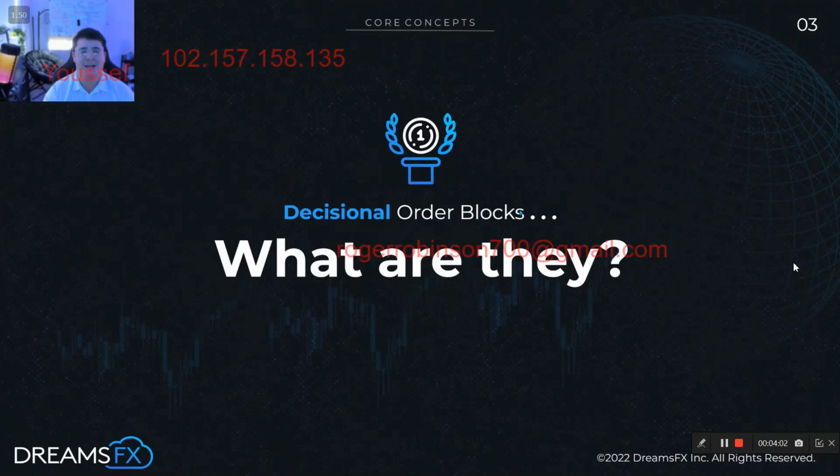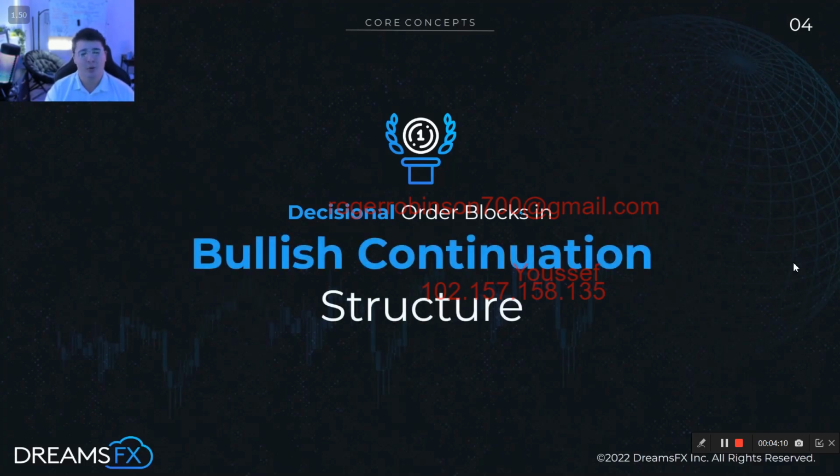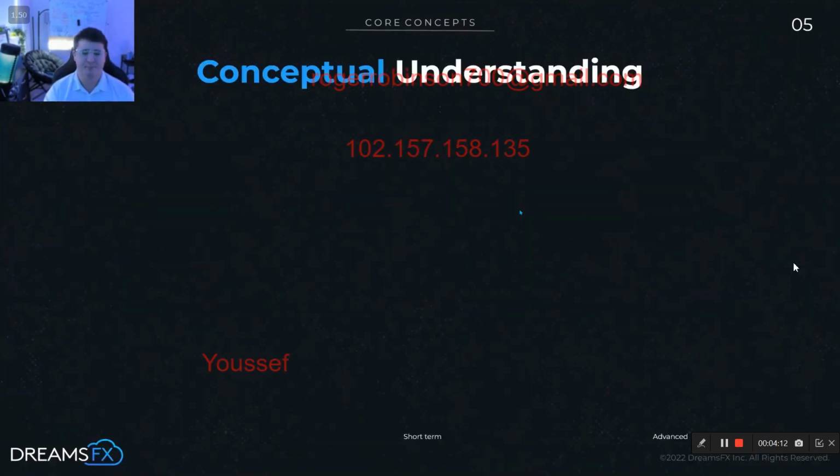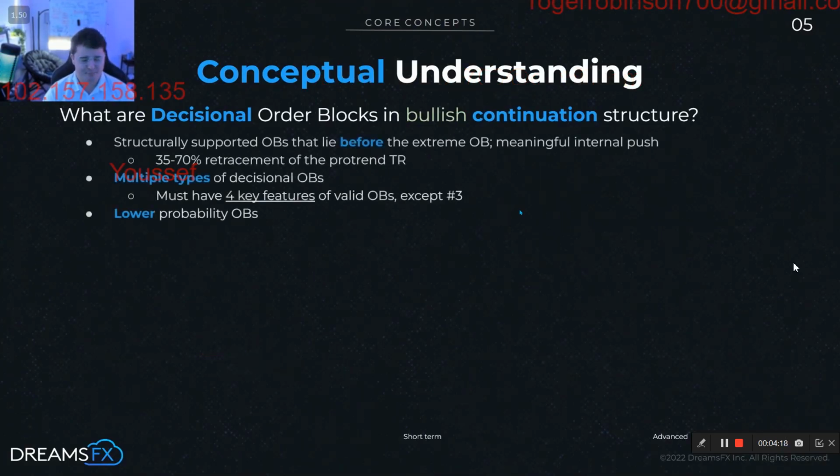It's like price made a last minute decision before continuing the structure that an extreme made. So let's see what they actually look like in these setups. All right, so decisional order blocks in bullish continuation structure. Conceptual understanding: what and where are decisional order blocks in bullish continuation structure if we are looking to buy?